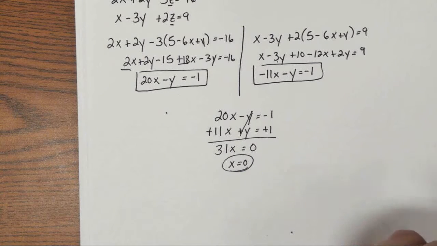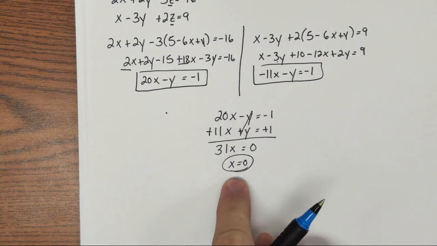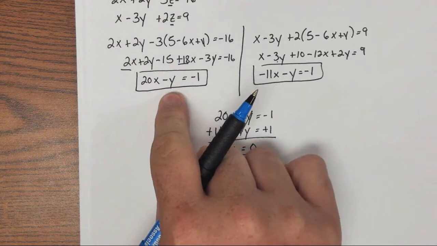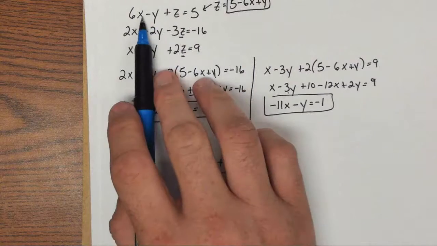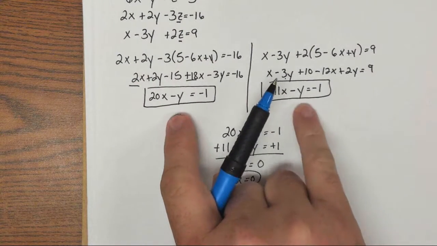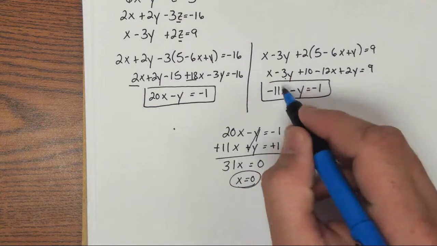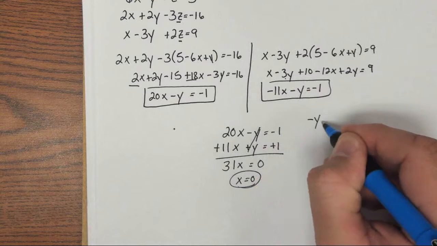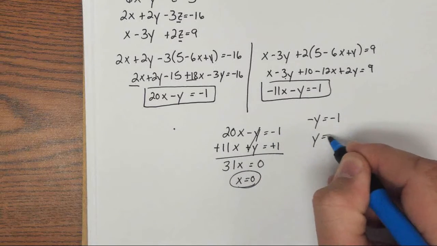That's the first part of your answer. Once you get this, you go back and plug it in anywhere you want to find a y. The only issue is if you try to plug it in up here, x is 0, you're going to have y stuff and z stuff, and you can't isolate y. So you really need to plug it in either here or here. We'll plug it into this one. Negative 11 times 0, that would be 0, minus y equals negative 1. Divide by the negative 1, you get y is 1.